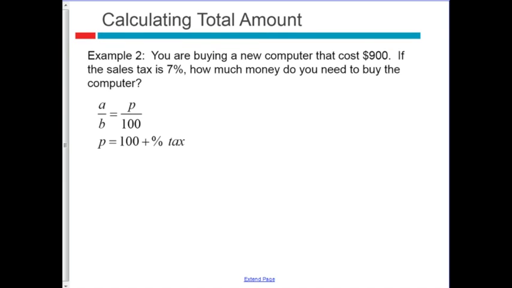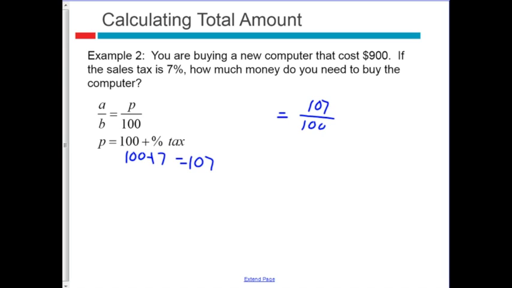So here's our computer example. You're buying a new computer that costs $900. The sales tax is 7%. How much money do you need to buy the computer? That's a different question than how much is the sales tax. So the P number here is going to be 100 plus the 7% tax, because that's going to be added to how much you have to pay. So you get 107. So your P over 100 is 107 over 100.